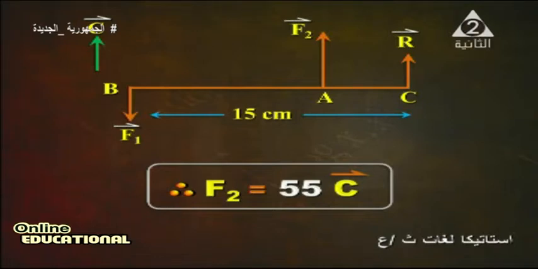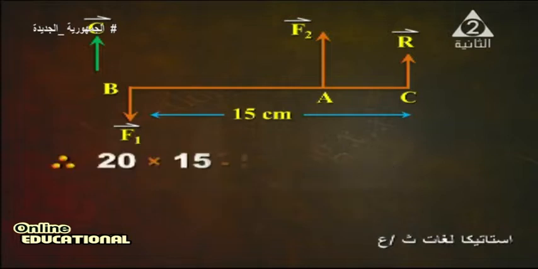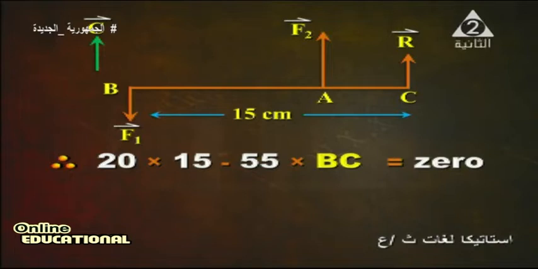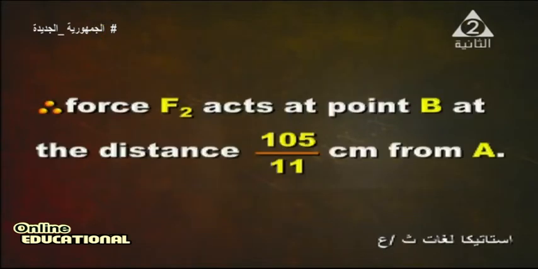Remember, my dear student, with this rule we can calculate F2 by another method: F2 equals R plus F1. We know that the moment at a point equals 0. The sum of moments of parallel forces must equal 0. So 20 times 15 minus 55 times BC must equal 0, to find BC equals 60 over 11. Therefore, F2 acts at a point B at a distance of 105 over 11 centimeters from point A.